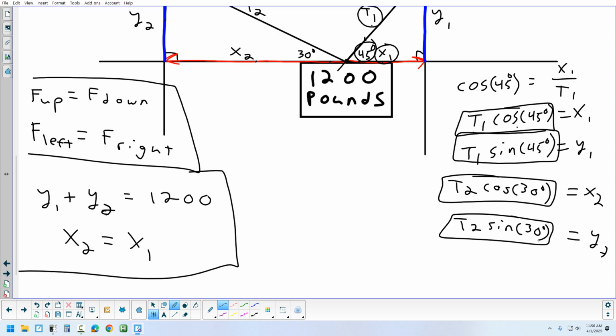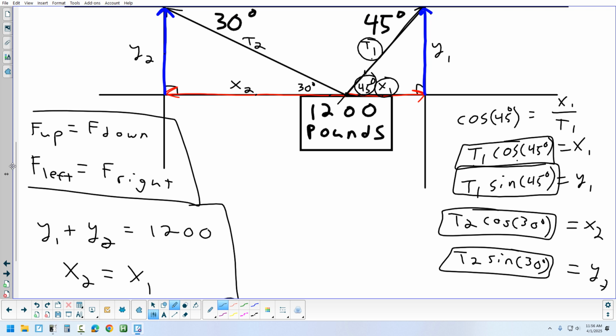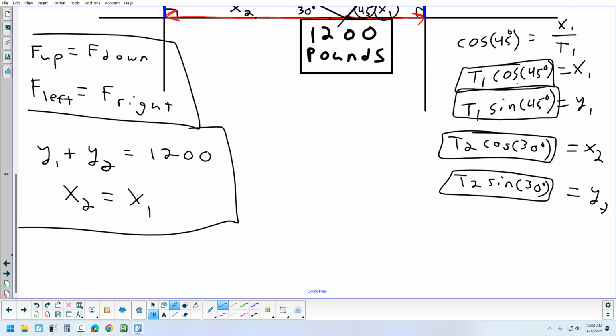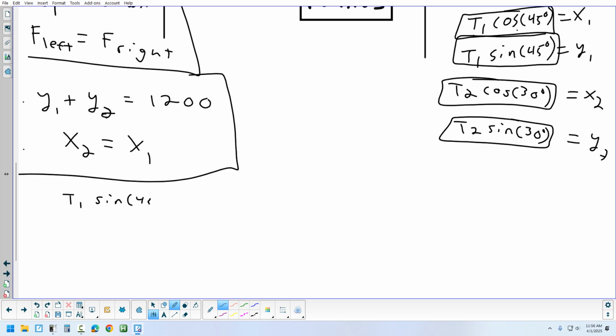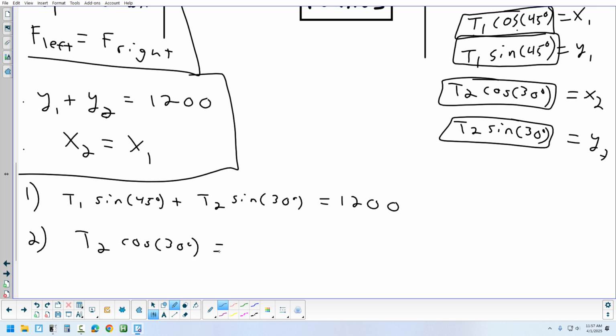Okay, now, the physics part is done, right? That was just making this kind of concept. Up equals down, left equals right. The trig part is done, converting all your horizontal and vertical components into trig equations. Now we've got to substitute all those in, and then we're going to have a system of equations we need to solve. Okay, so we've got y1 plus y2, so that's t1 sine 45 plus t2 sine 30, and that's equal to 1200. So here's your first equation. And the second equation, x2 equals x1. T2 cosine 30 equals t1 cosine 45.